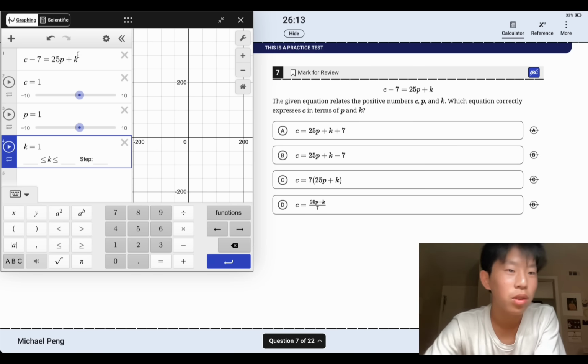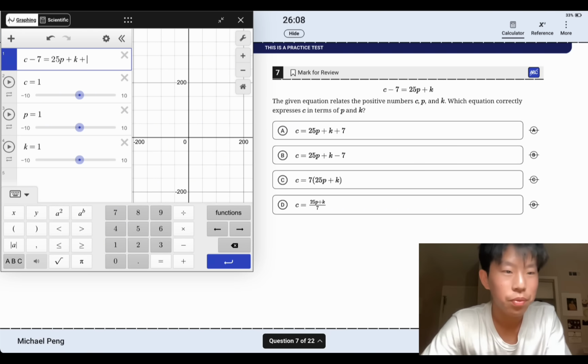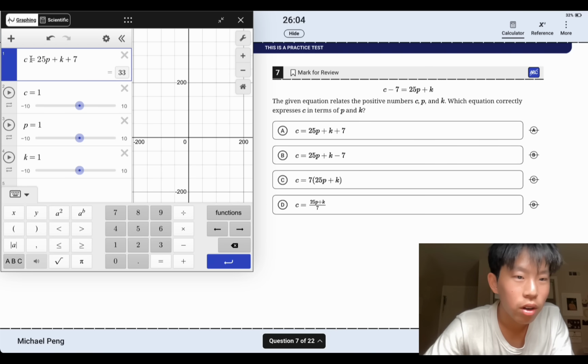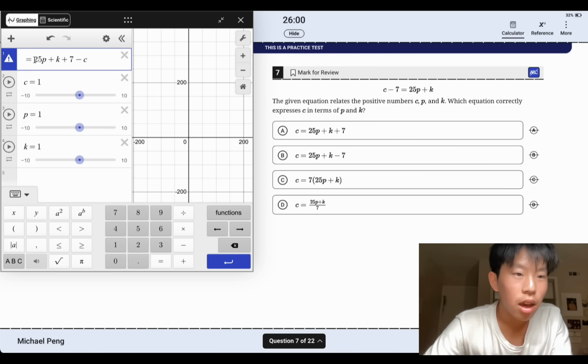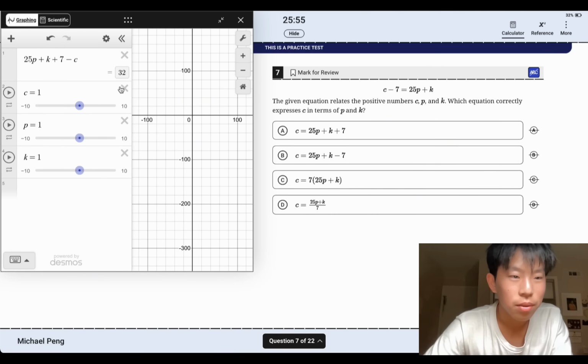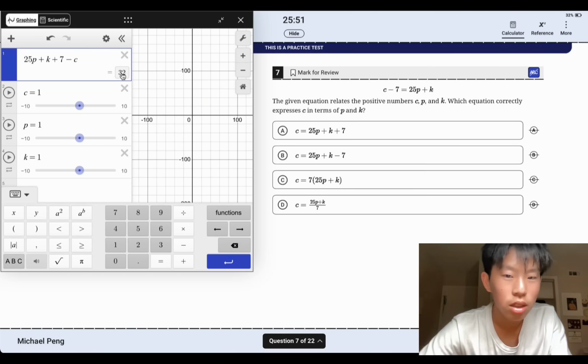So what I would do is I would isolate everything. I would just add 7 on both sides. This equal sign is making your life very, very hard. And then I will subtract minus C. And then now you're like, yo, what good did that do? Like, be honest. So now what you can do is, as you can see, it gives you an answer, right?